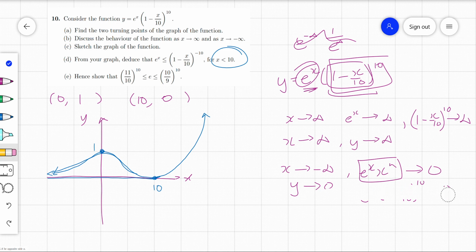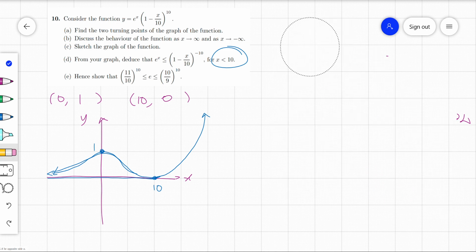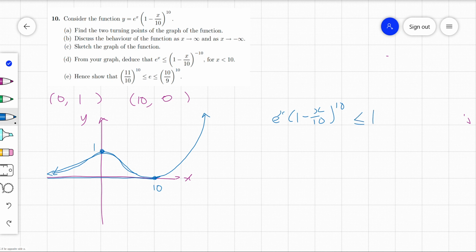Well, we can use the fact that the whole graph, the whole y, or e to the x, (1 minus x on 10) to the power of 10, that's always going to be less than or equal to 1, right? The highest point is 1, so we're only looking for x less than 10. So maybe that will give us enough if we rearrange it.